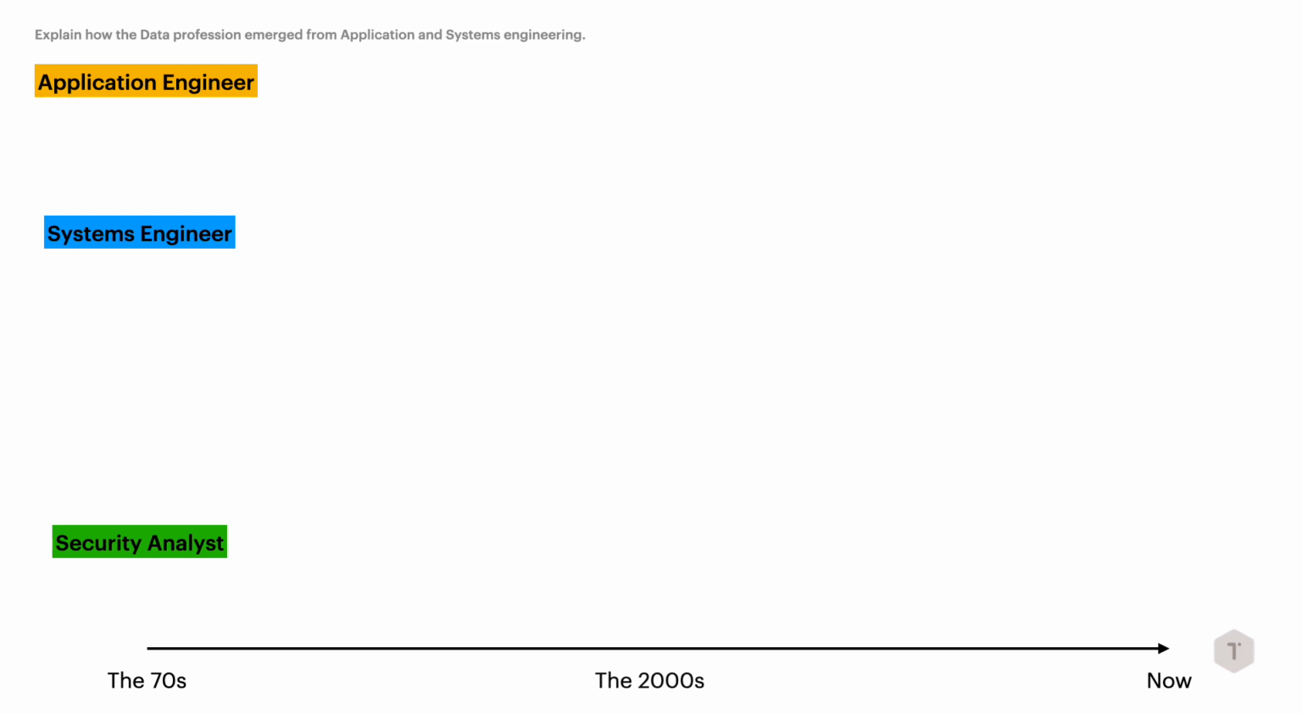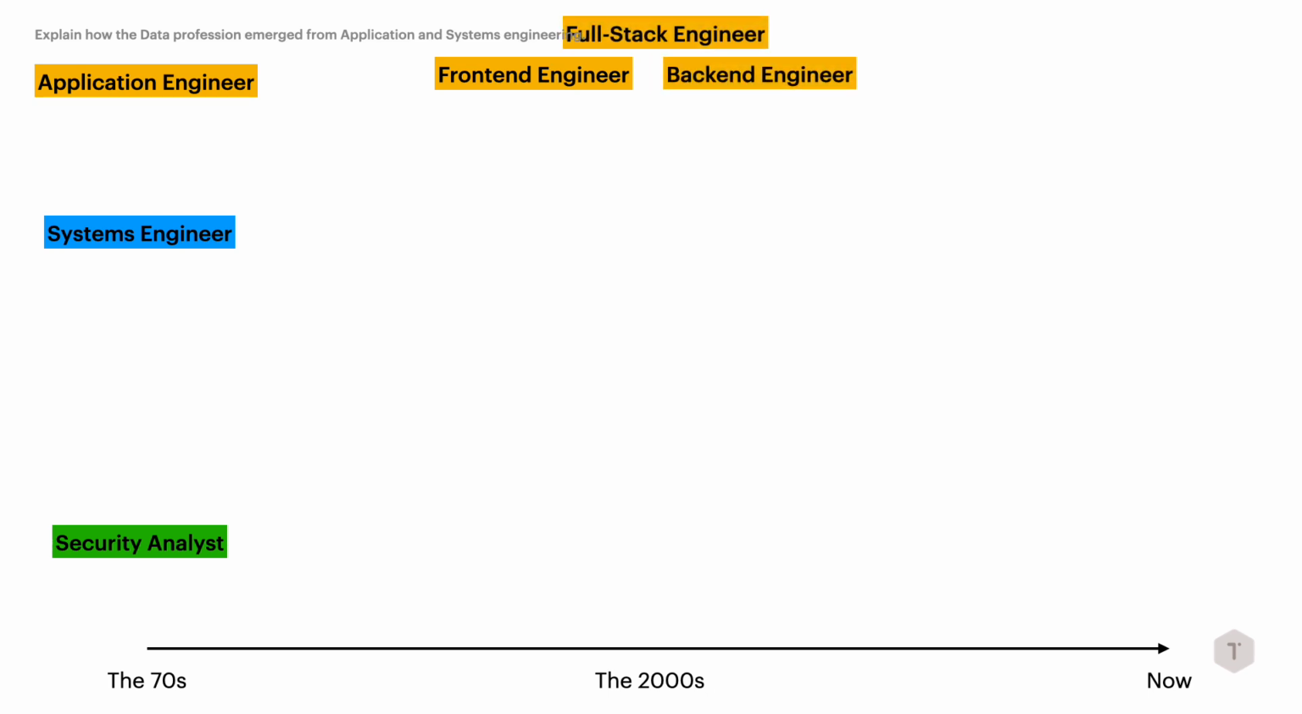As we head towards the year 2000, new programming languages and approaches made it much easier for people to make applications. And so the application engineering role group divided into front-end and back-end engineers, with full-stack engineers sitting across both. We also saw new programming environments emerge, which gave rise to mobile engineers and embedded engineers.